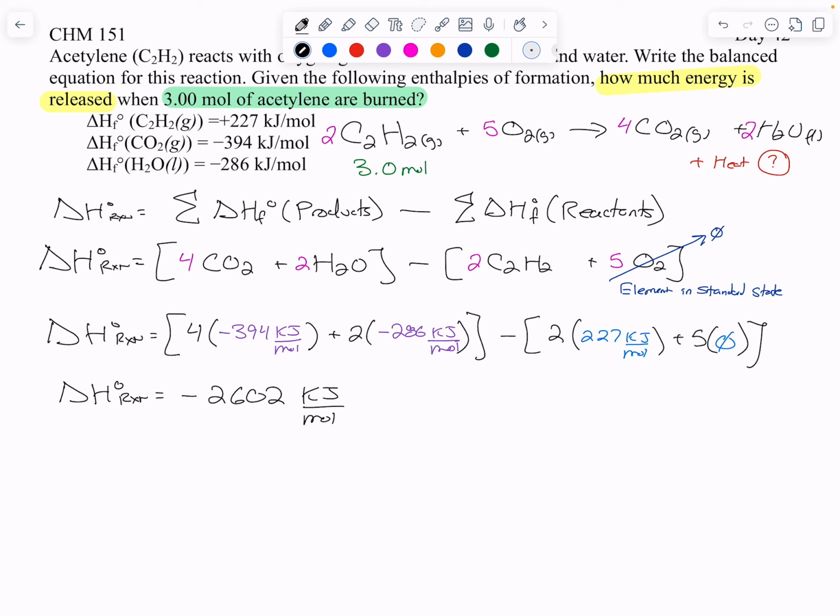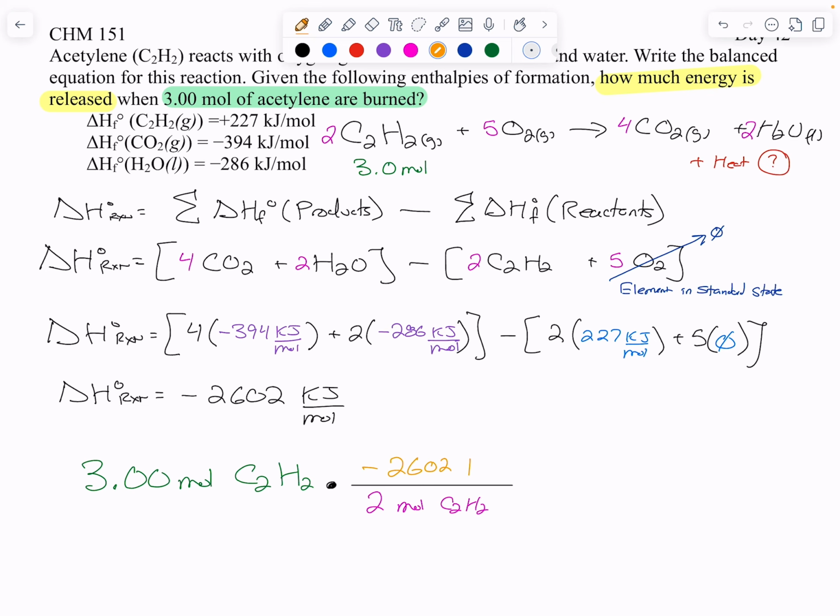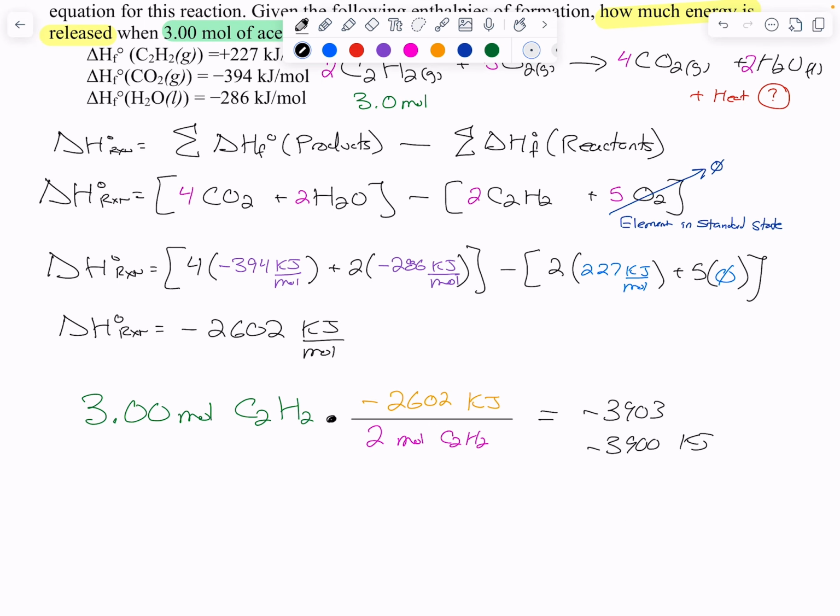So then we're going to take our 3.00 moles of C2H2. We know that there are 2 moles of C2H2 for every negative 2602 kilojoules of heat. And so it looks like I got negative 3903, so negative 3900 kilojoules, which, if I have 3 sig figs, which I think I do, I would need to put negative 3.90 times 10 to the third kilojoules to make that very clean. All right. So that's how you do the products minus the reactants.